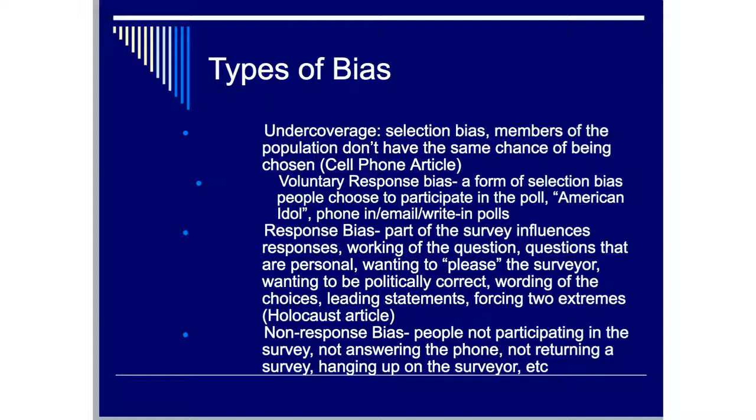But now, one form of under coverage is voluntary response bias. This is call in and vote for your favorite performer. American Idol, America's Got Talent. This is all voluntary response bias, right? Can you get enough people to care enough to get on their phone and vote for you?